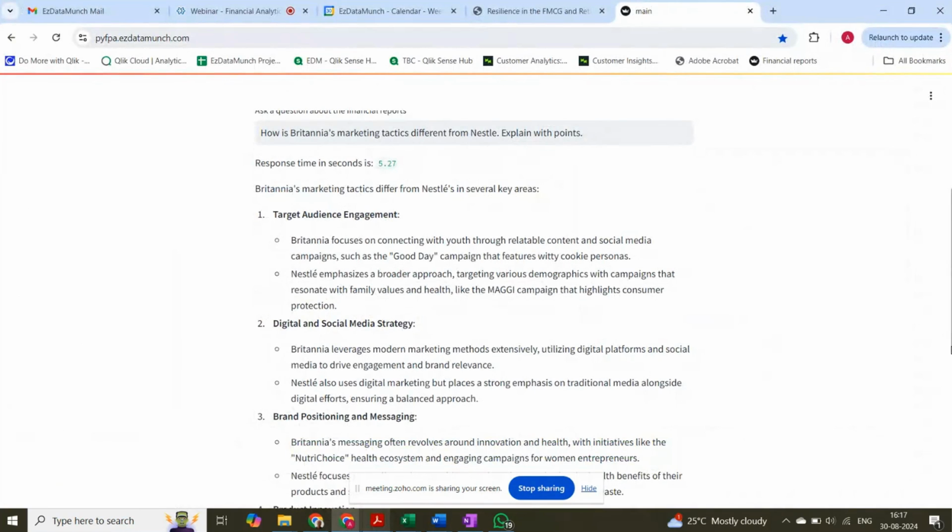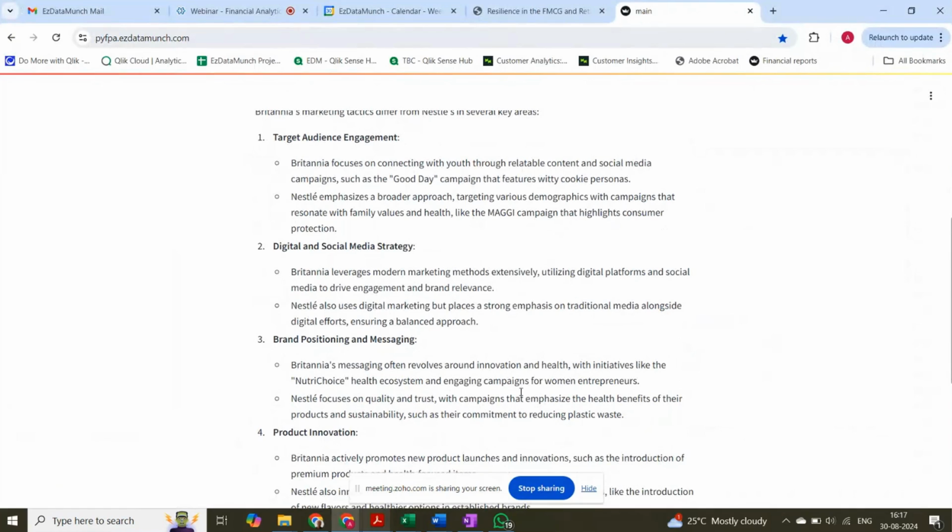Then it says that it uses the NutriChoice health ecosystem and engaging campaigns revolving around innovation and health. So there's a message. How is it positioning? Now, this brand positioning and messaging is what the AI bot is taking as its own intelligence, which it brings to this message which it is sharing with us. So within brand positioning and messaging, it then puts down the points which are relevant to that. However, it has first of all put those 4 or 5 points on top.